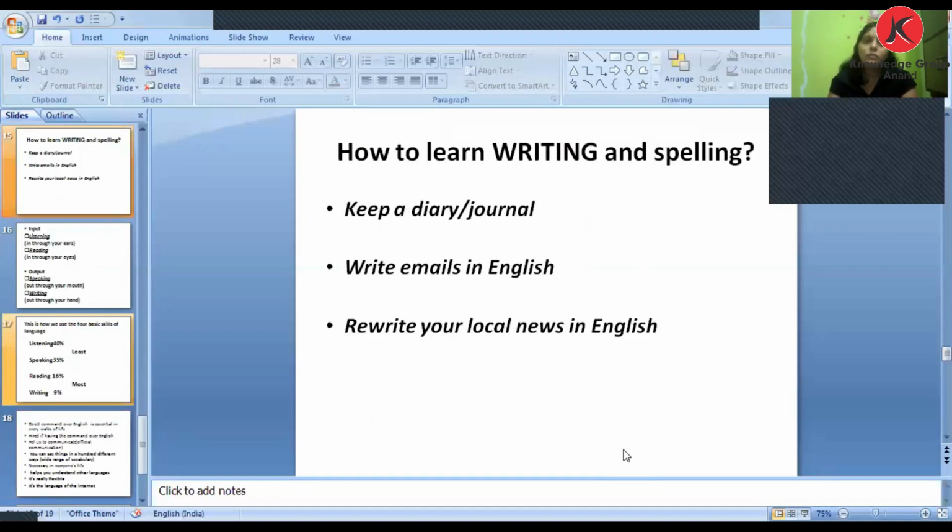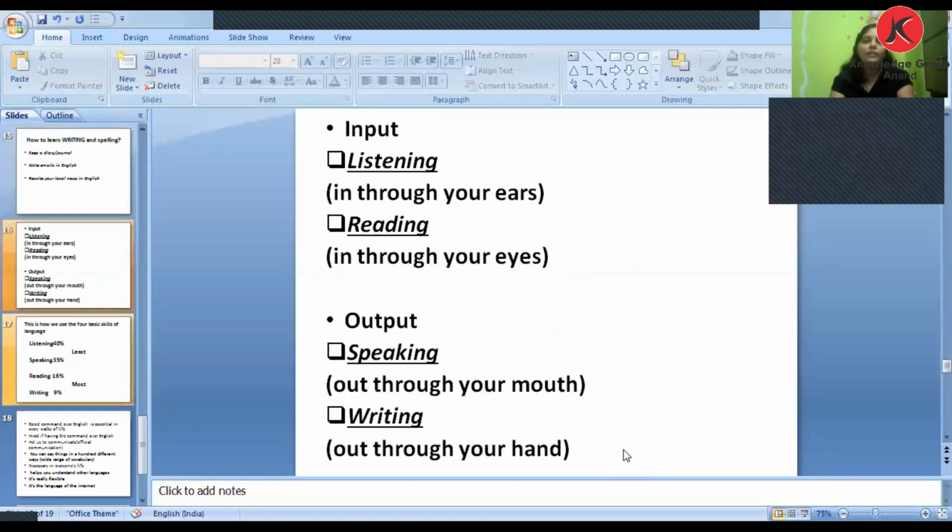Now let's talk about writing. Now, writing is very important. How to learn writing and spelling, right? So, keep a diary or a journal. So, whatever the daily life and whatever the thoughts are coming in your mind, you just take a pen and paper, write down on it. Write emails in English. Start writing. Rewrite your local news in English, right? सब वो सब भी आप कर सकते हो in writing.